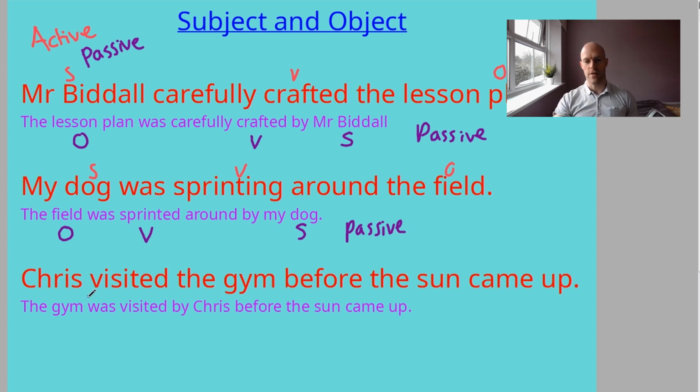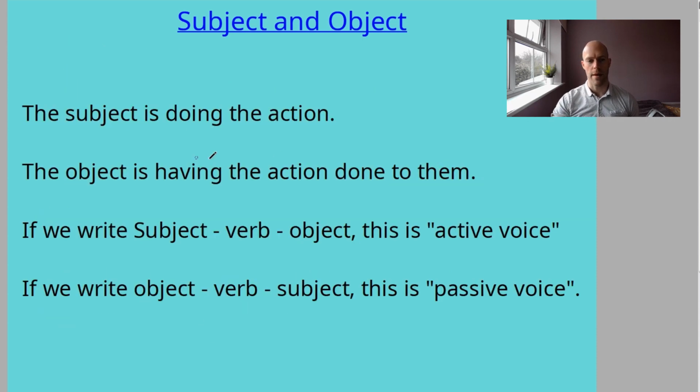So "Chris visited the gym before the sun came up." It's active. It's how we'd normally write it. Subject does the verb to the object. And now the other way around: "The gym was visited by Chris before the sun came up." That is passive because we have the object, which is the gym, visited, still the verb, by Chris, who's our subject. I'm hoping that makes that a little bit clear.